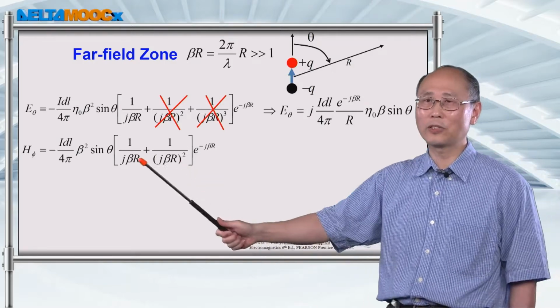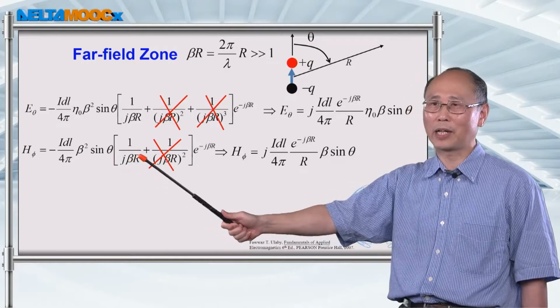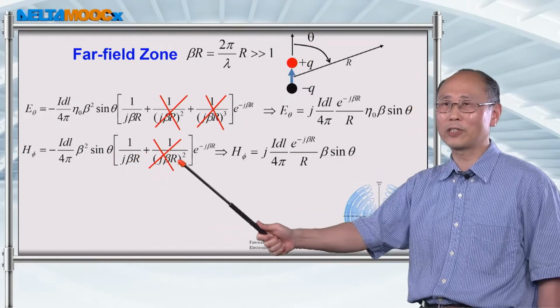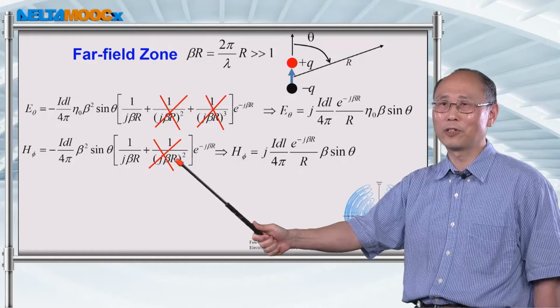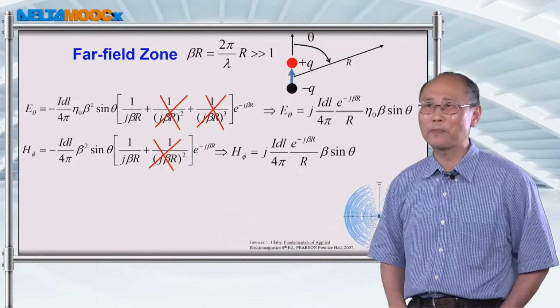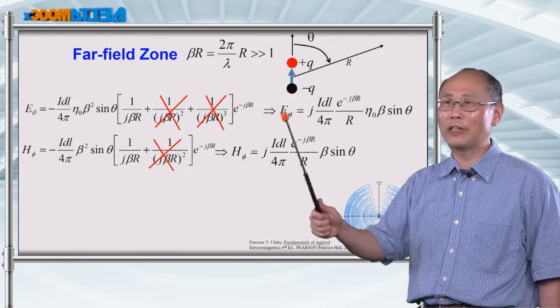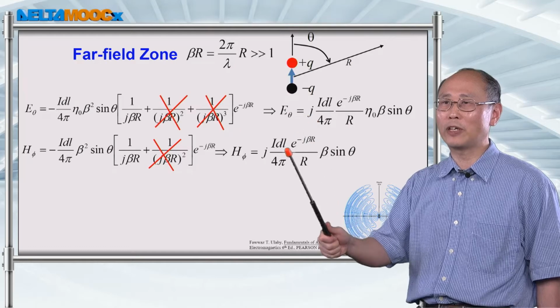Well, let's do the same thing to the phi component of the magnetic field, and then we cross out the small value term and just keep the first term here, and then we have this H phi. And you see that the E theta and H phi are in phase. Both of them have j in front of it.